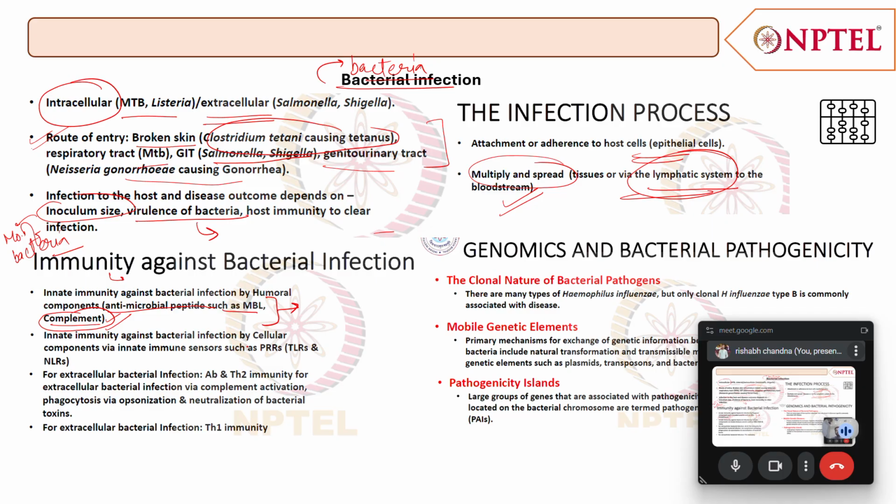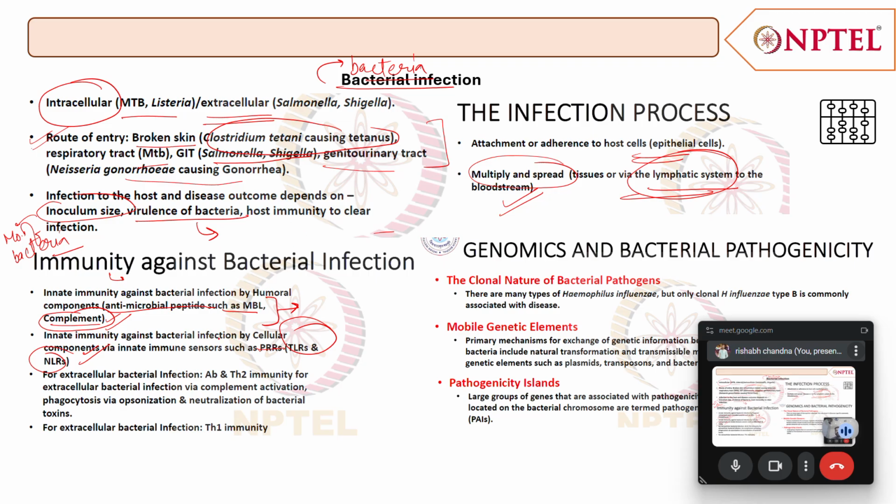Then, in the case of the cellular components of the innate immunity, we have the PRRs. For example, TLRs and NLRs are basically helpful in recognizing which bacteria has infected the body and developing immunity against that.